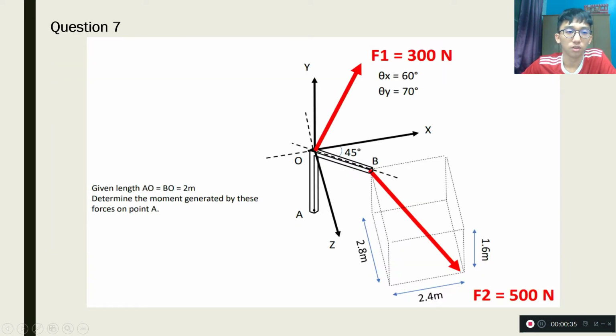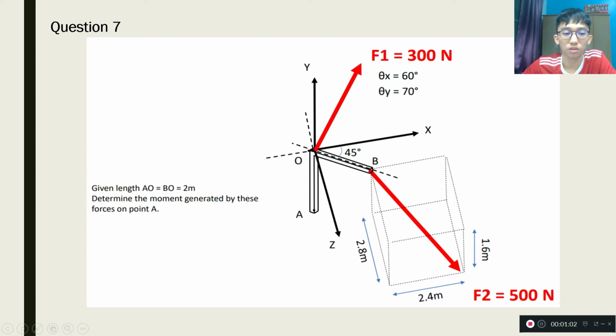For question 7, the question gives two different forces, F1 and F2. The information given is AO equals BO equals 2 meters. That means the AO here and OB here are equal to 2 meters. The question asks us to determine the moment generated by these two forces at point A.